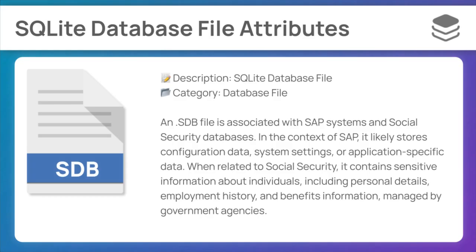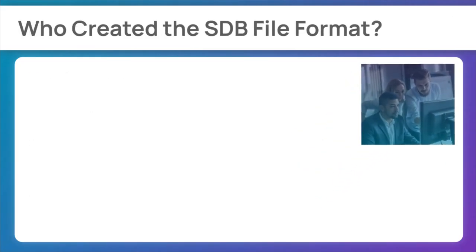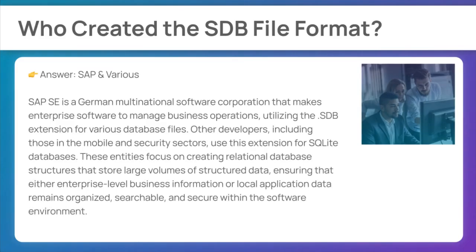When related to Social Security, it contains sensitive information about individuals, including personal details, employment history, and benefits information managed by government agencies. The internal structure of an SDB file varies depending on its origin. For SAP, it might be a proprietary database format or a standard database like SQLite. Social Security databases are highly structured and secured, often employing encryption and access controls to protect sensitive data. Data integrity and security are paramount.